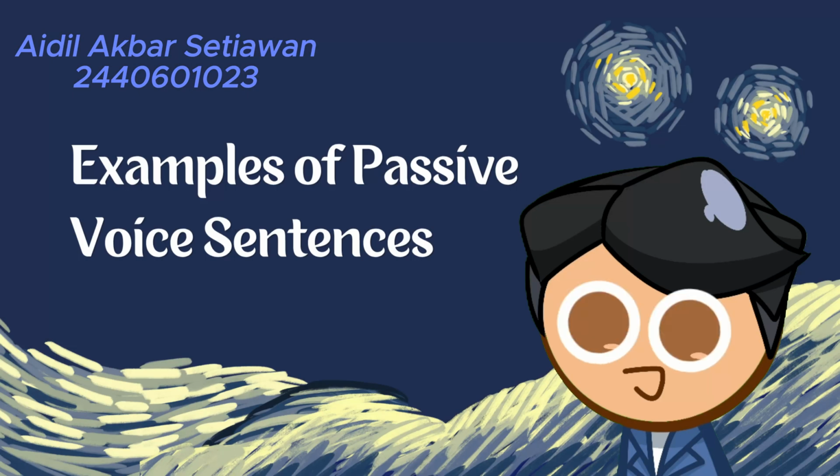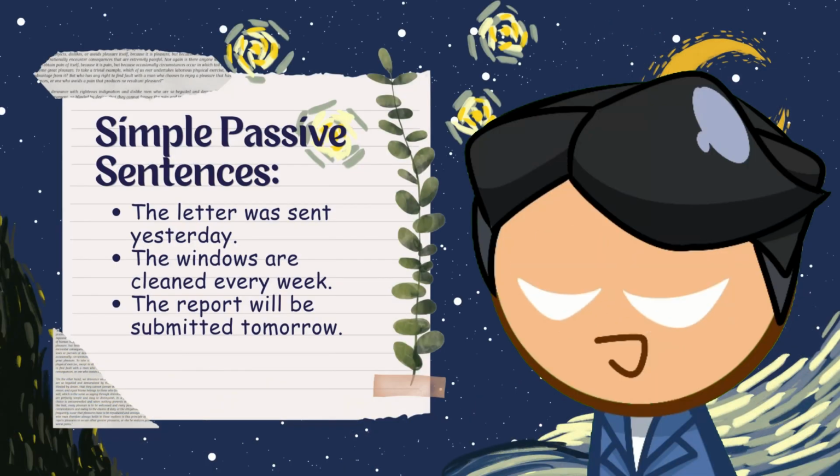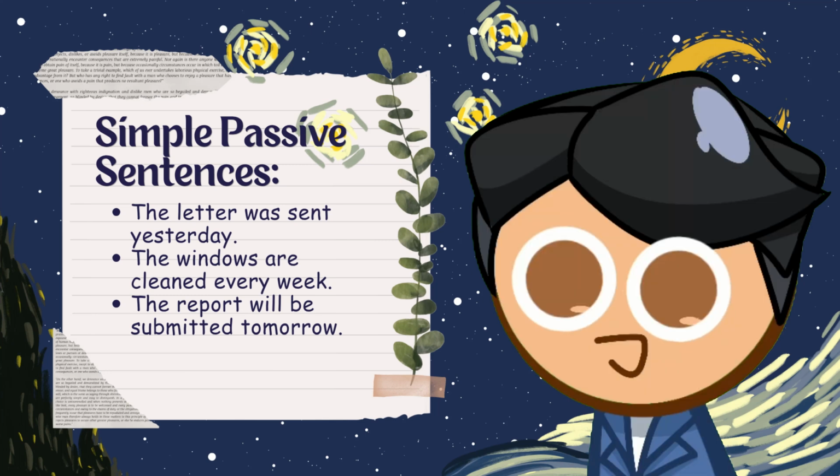And next are examples of passive voice sentences. The letter was sent yesterday. The windows are cleaned every week. The report will be submitted tomorrow. The sentences show that the emphasis is on what happens to the subject, not who did it.